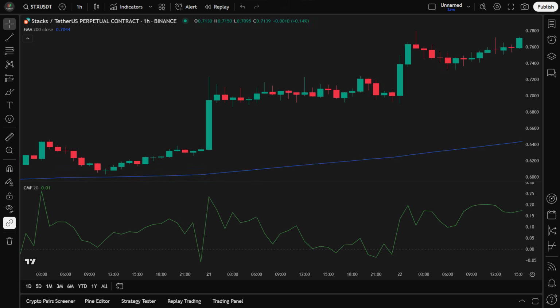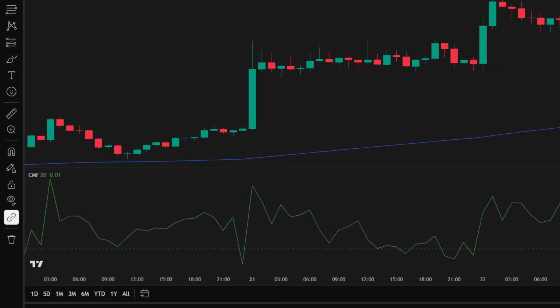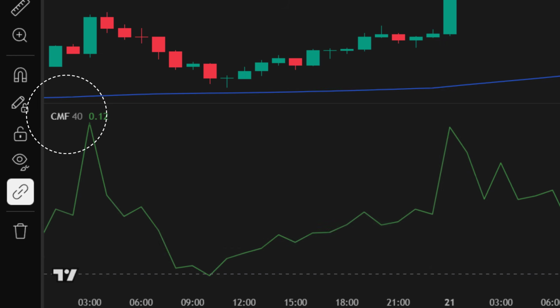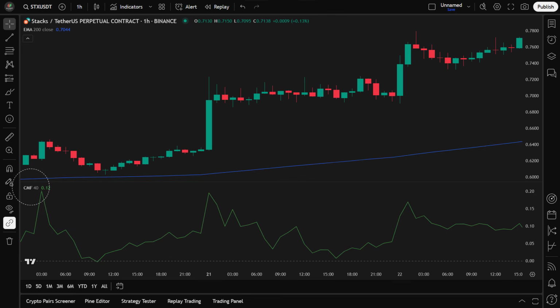Now that we understand the key indicators in our strategy, let's dive into how we can apply them to analyze trends and generate trading signals. To enter a long trade, we need all of the following conditions to be met. 1. The default CMF window is 20, but it can often be too sensitive and generate noisy signals. So, we increase the window to 40 to smooth out short-term fluctuations and better capture stronger accumulation trends.